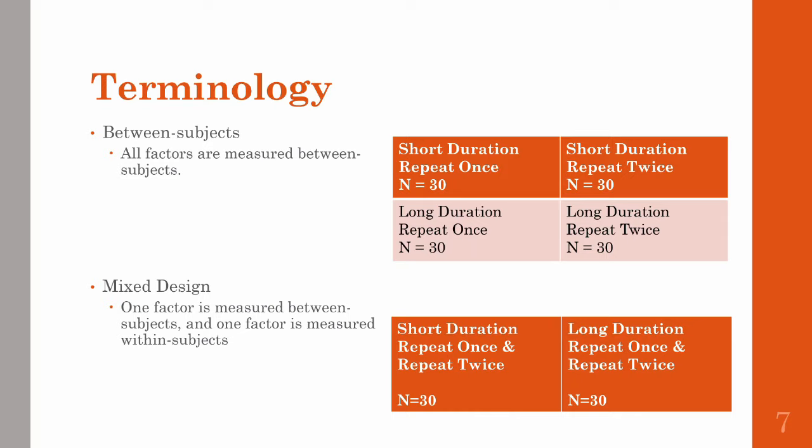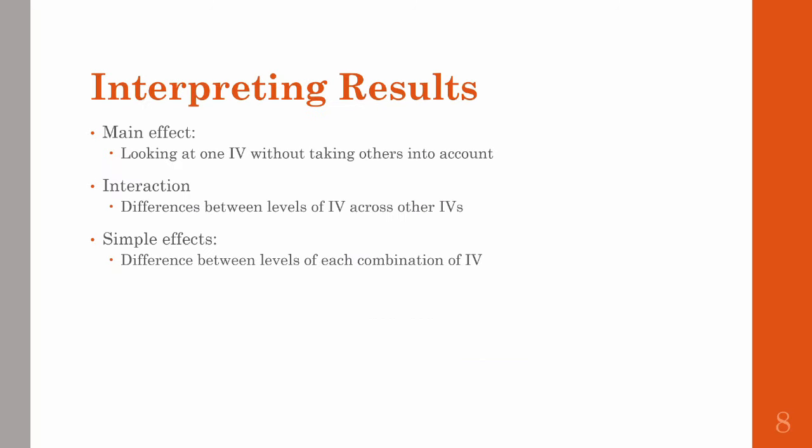In a mixed design, one factor is measured between subjects, and another factor is measured within subjects. So here you would have 30 subjects in the short duration, but those 30 people do both the repeating once and twice conditions. And then you have another 30 people in the long condition who also do the repeating once and twice conditions.